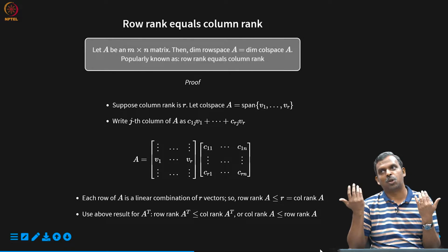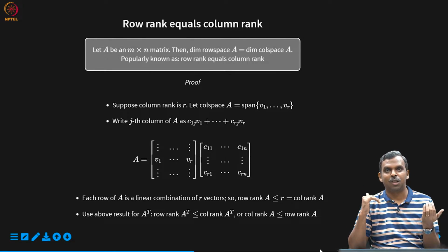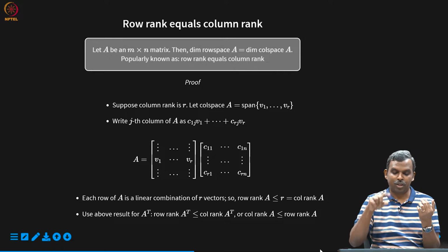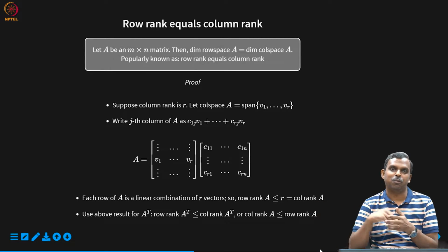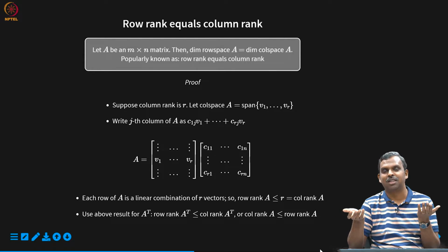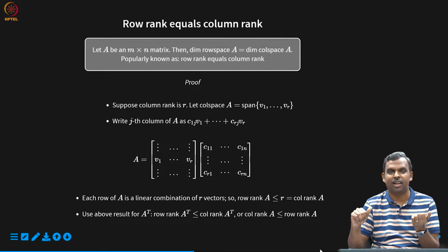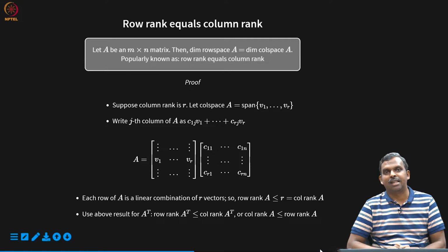So, row space becomes column space becomes row space. Now, for that A transpose, if I use the same result, that row rank is less than or equal to column rank, I will end up getting column rank of A is less than or equal to row rank of A, because row rank of A transpose is less than or equal to column rank of A transpose. Using this simple little transpose trick, once you show row rank A is less than or equal to column rank A, it turns out column rank A is also less than or equal to row rank A, and both have to be exactly equal.